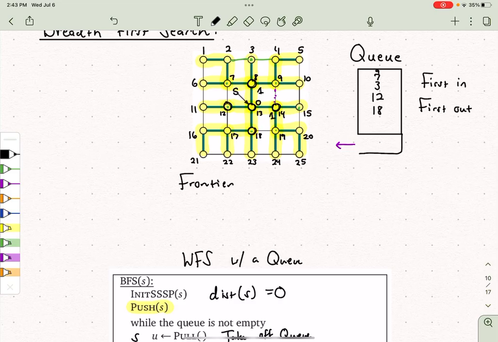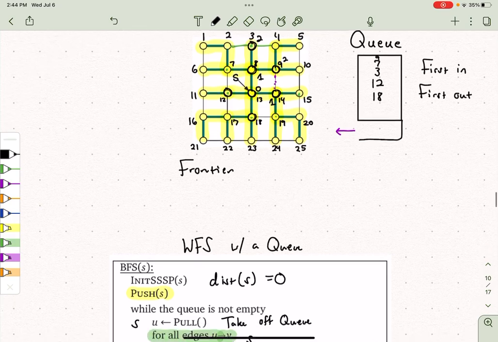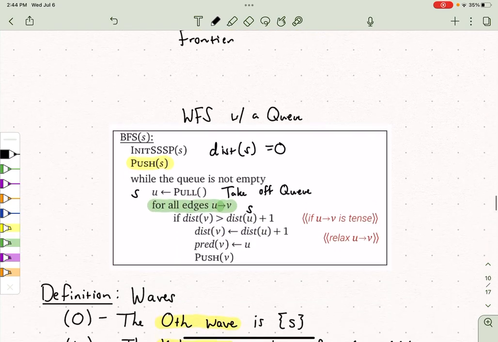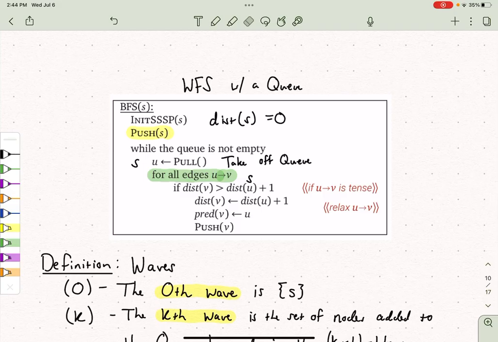S has distance 0. And then continuing this process, the distance of 3 would be 2, the distance of 9 would be 2, and so on. So not only are we growing what we're looking at, but we grow the distances as well. And so that's the idea.